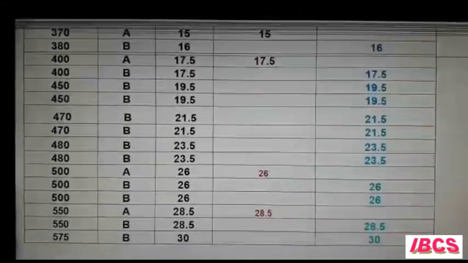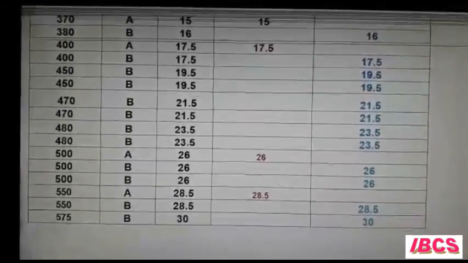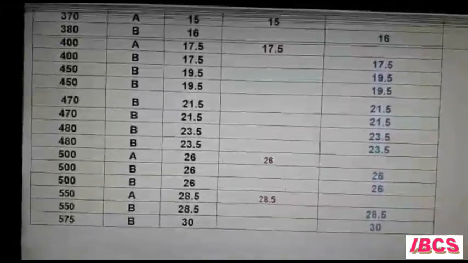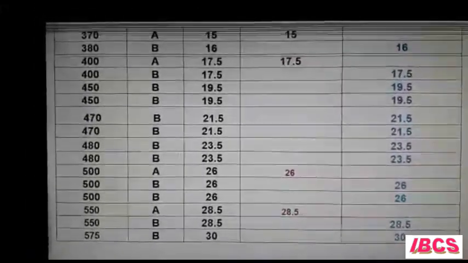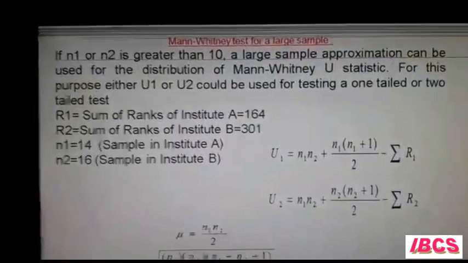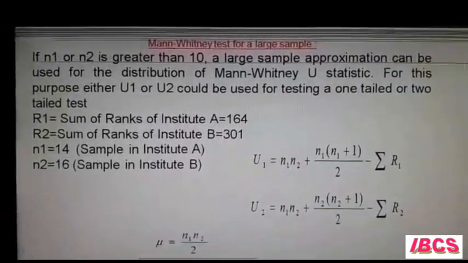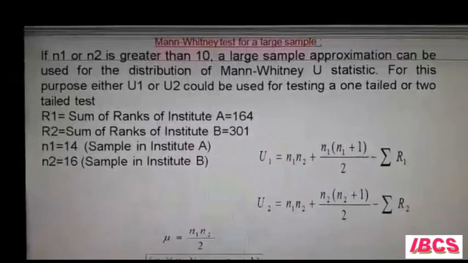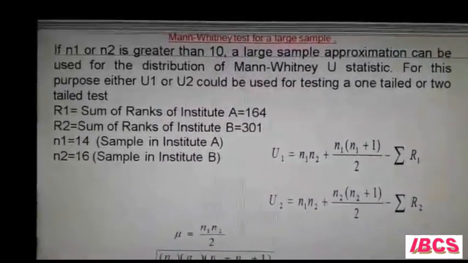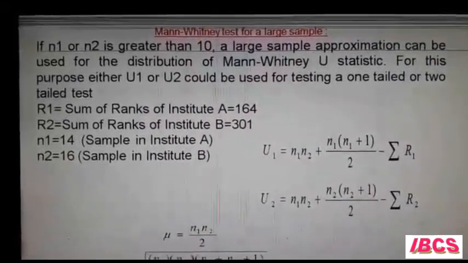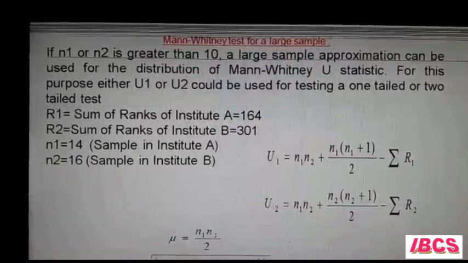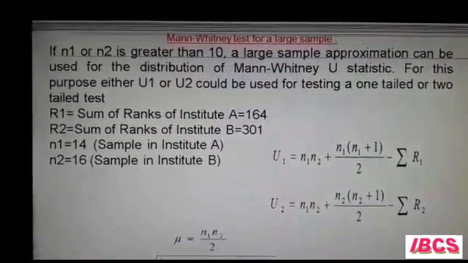So this is the data we have, and we know how to rank. Like this we go on ranking all the data from A and from B. So how do we apply the Mann-Whitney test for a large sample? If n1 or n2 is greater than 10, a large sample approximation can be used for the distribution of the Mann-Whitney U statistic. For this purpose, either U1 or U2 can be used, in a one-tail or two-tail test.